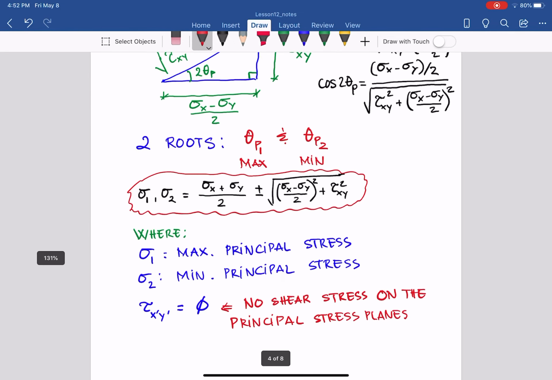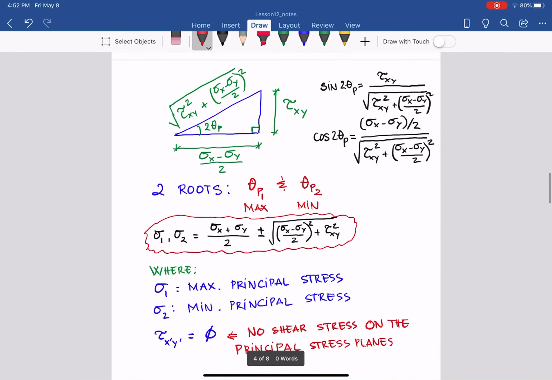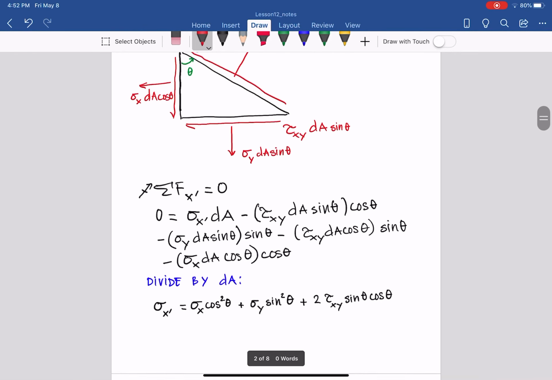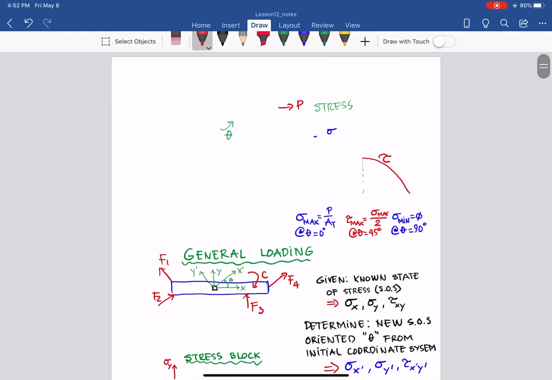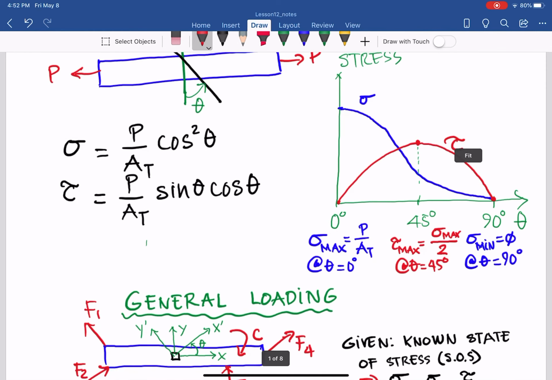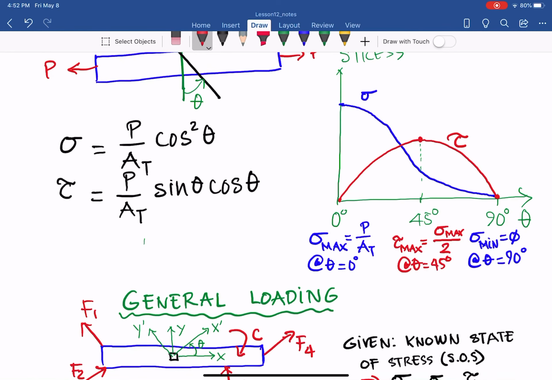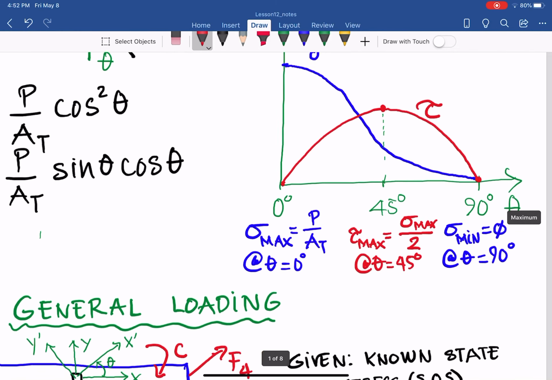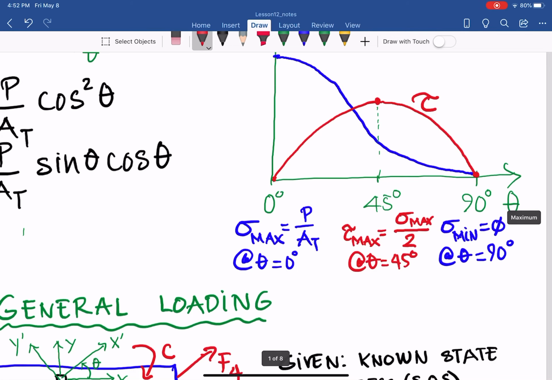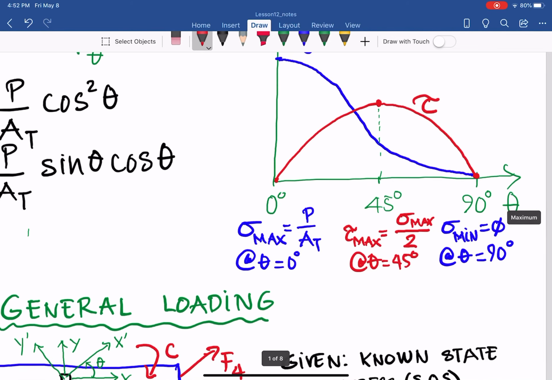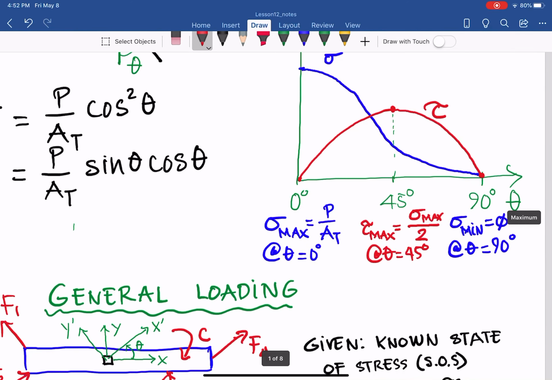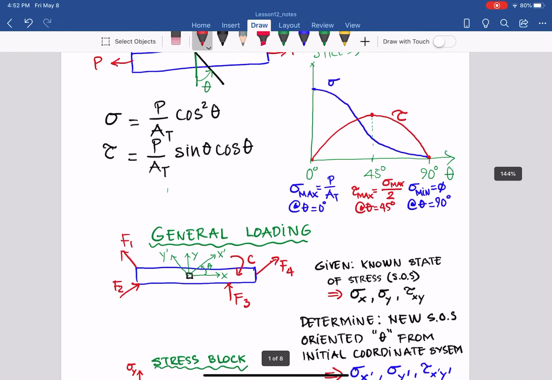Why is that? I'll go back to the very first curve here. In the very first review that you have, you can see when theta equals 0 with sigma max, the tau, the red line, is 0. And then when sigma min is at 90 degrees, tau is also 0. So at the principal stress planes, tau equals 0.